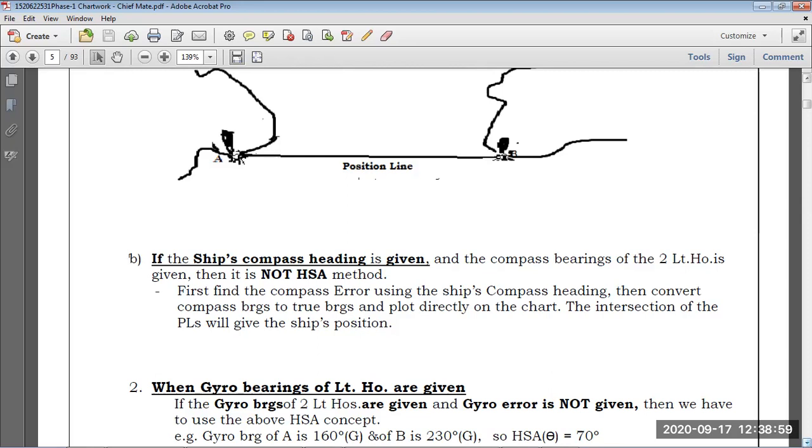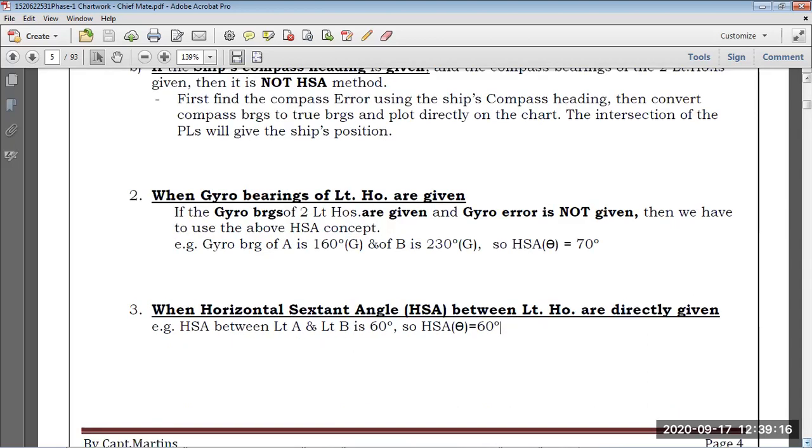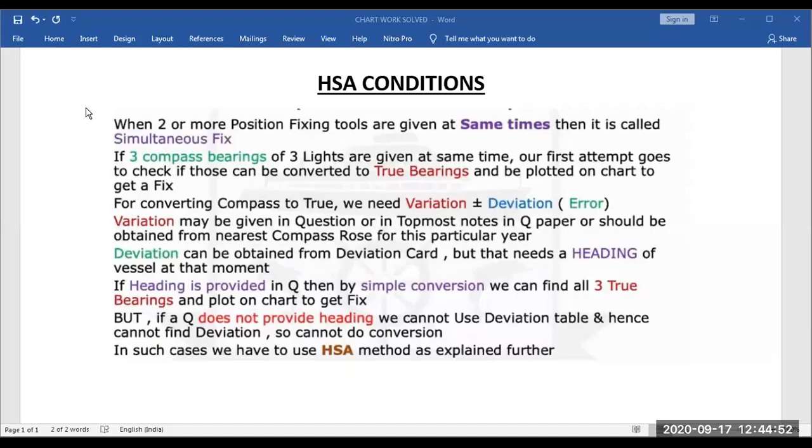Now, if the gyro bearings of the lighthouses are given and the gyro error is not given, then also we can use the HSA concept, because you can use gyro bearings as compass bearings in the question. So these are the main conditions by which you can find out whether you have to solve your question by the HSA method or not.